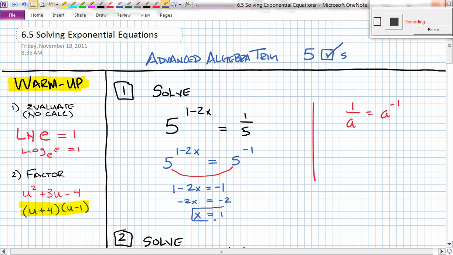All right. So if I plug a 1 in, do I get the right answer? If I plug 1 back into the original problem, we get 5 to the 1 minus 2. Is that the same thing as 1/5? Yeah, it sure is, because 5 to the negative 1, of course, is equal to 1/5. We use laws of exponents. All right, what do you think about that? That one's not so bad, right?